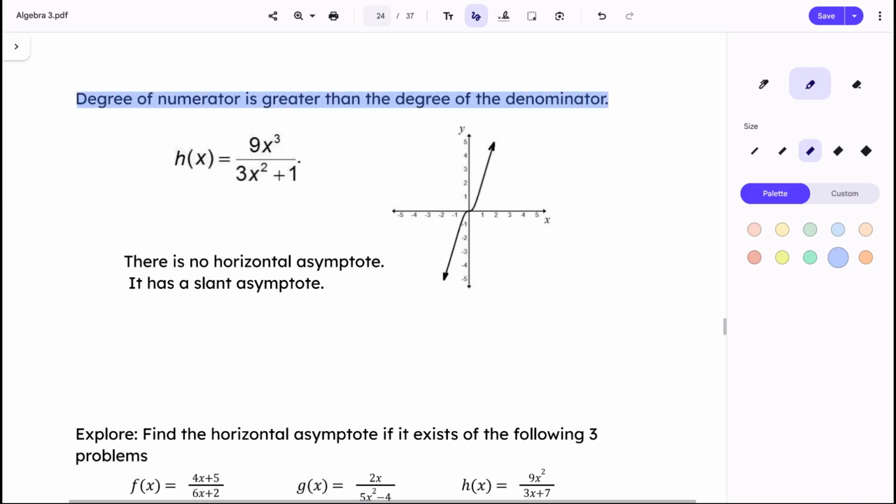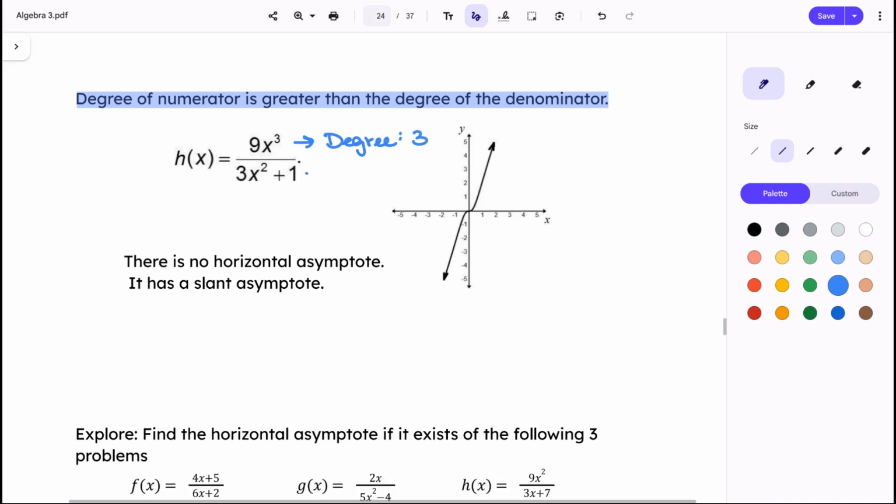So if the numerator's degree is larger than the bottom, this is going to change a little bit. So if you guys look at this one, what is the degree of the top? 3, someone I think said. How about the bottom? 2. Okay. If this happens, there's not a horizontal asymptote. So that means there's no y equals line.